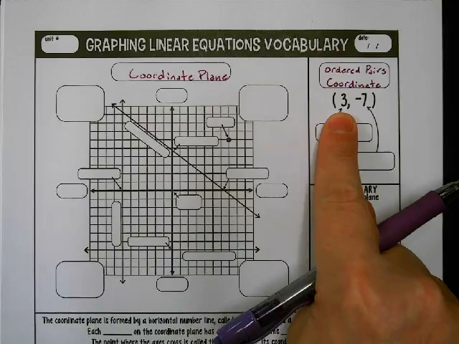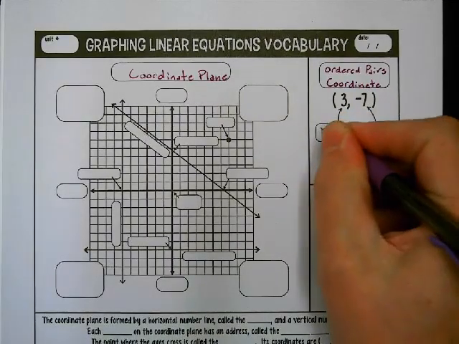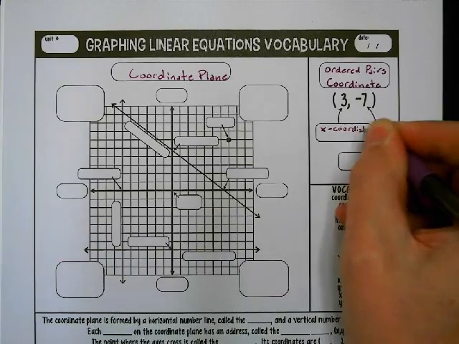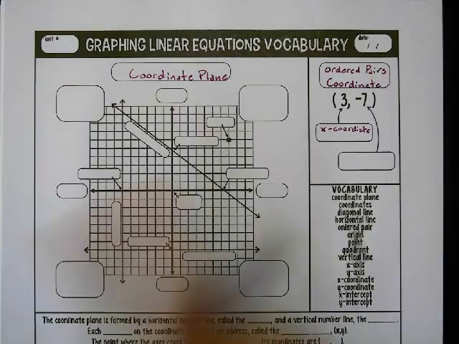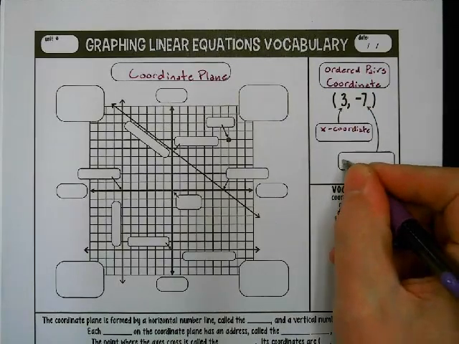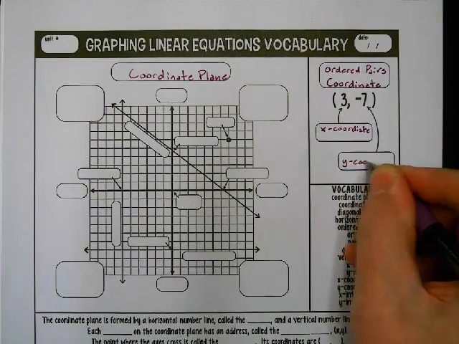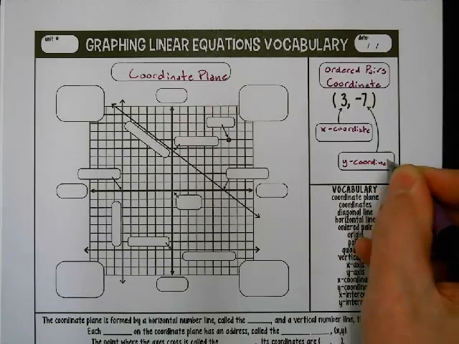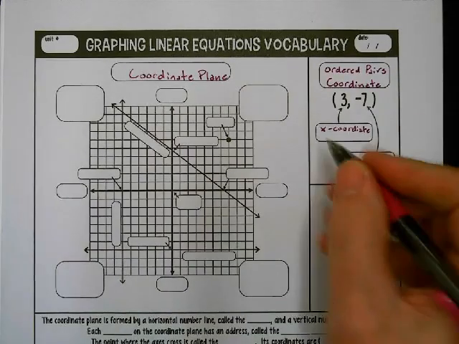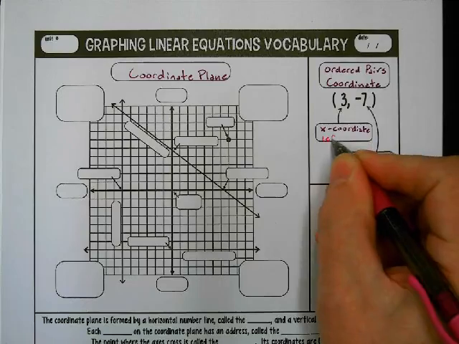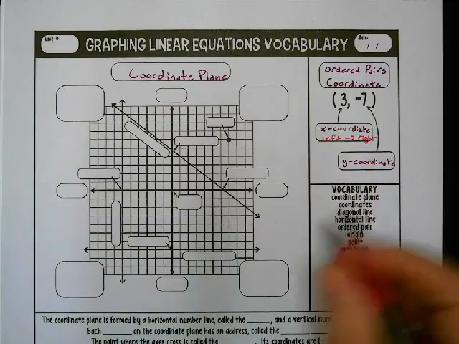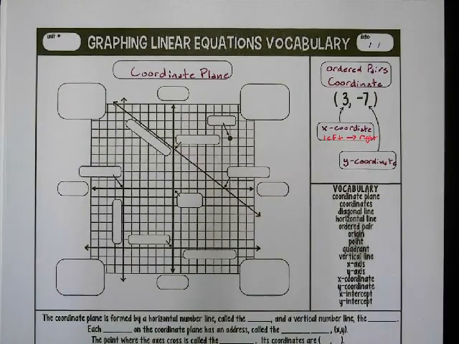The first number is the x-coordinate. There's not a lot of room on these. So that's the x-coordinate, the first number. The second number would be the y-coordinate. And in case you find it hard to remember, the x's go left to right. And then the y-coordinates go down to up.